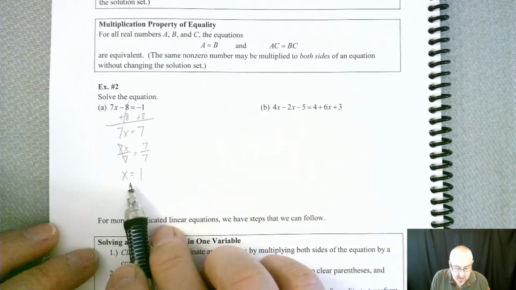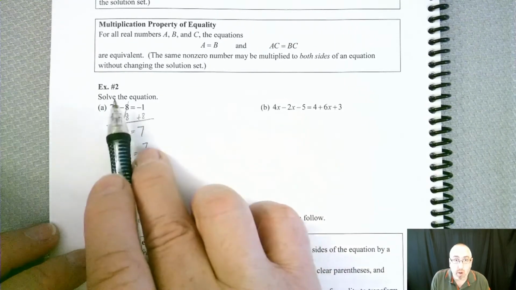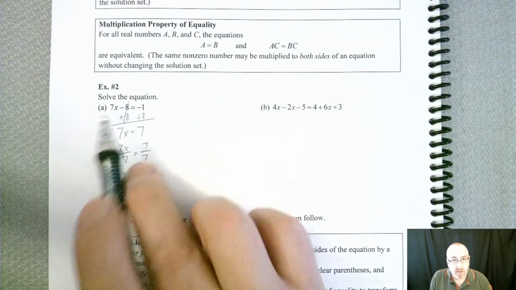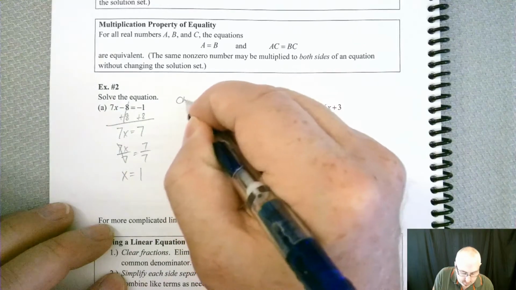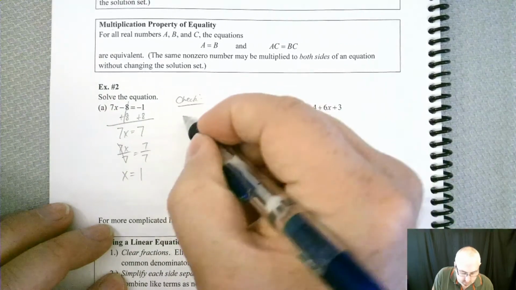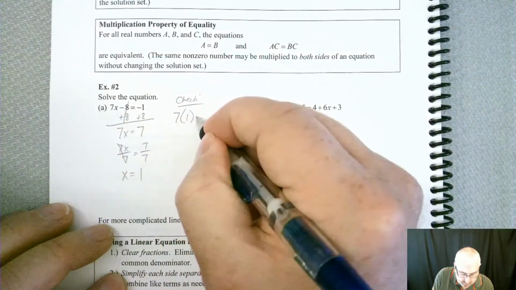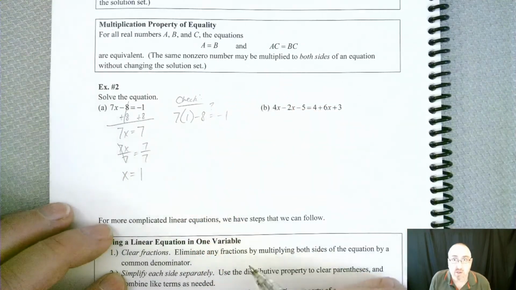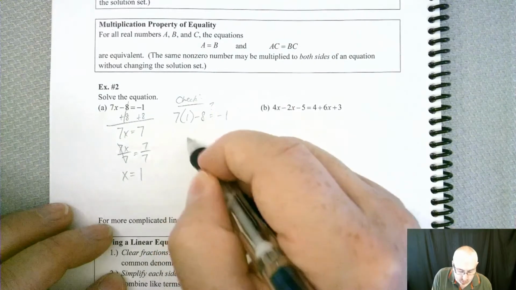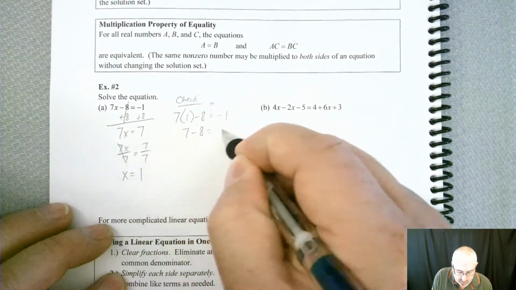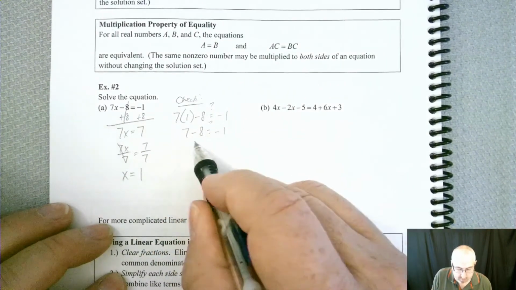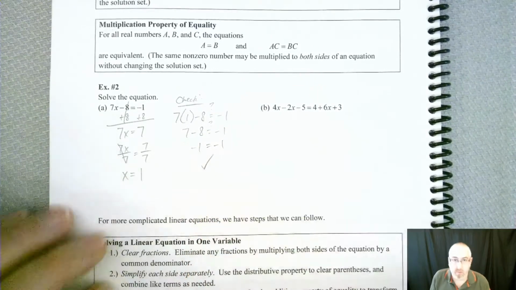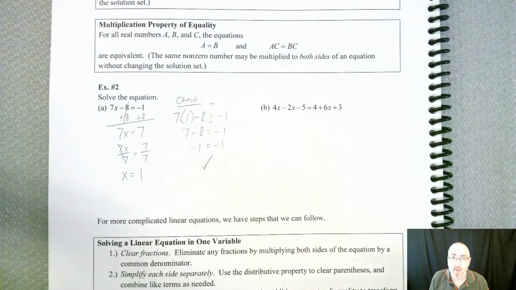So if 1 satisfies this one, 1 should also satisfy the original. Now you should check. Checks are always a good thing. So if we plug in 1 for x, does this check? Well, 7 times 1 is 7, minus 8. 7 minus 8 is a negative 1. So negative 1 equals negative 1, and we're good.